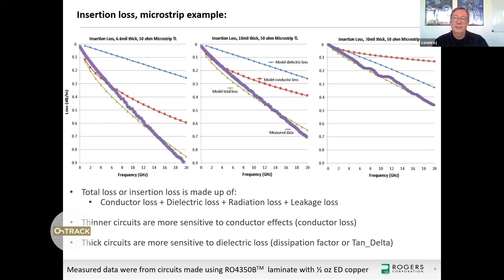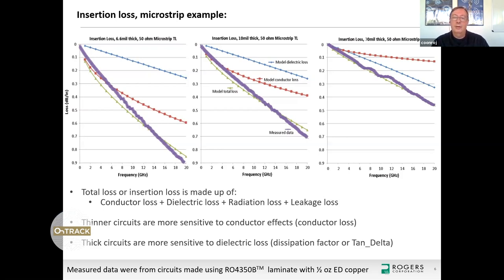This is showing three different charts of circuits that I tested, and I also have models as part of these charts. All of the circuits are using the same material, 4350B with 1/2 ounce copper. The circuit in the middle has a legend, so I'll start with that. The thick purple curve is the measured data. That's insertion loss going up to 20 gigahertz, and at 20 gigahertz, it has a loss of about 0.7 dB per inch.